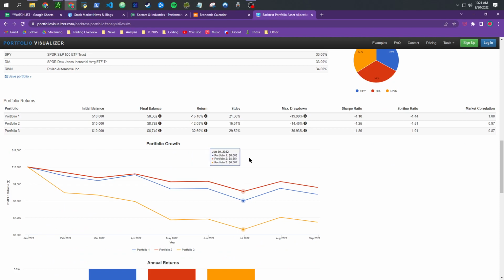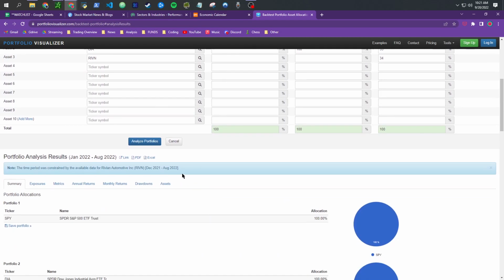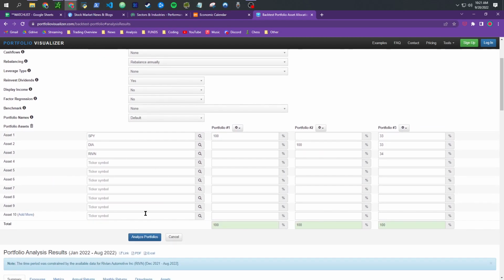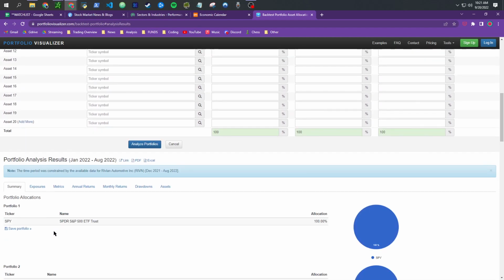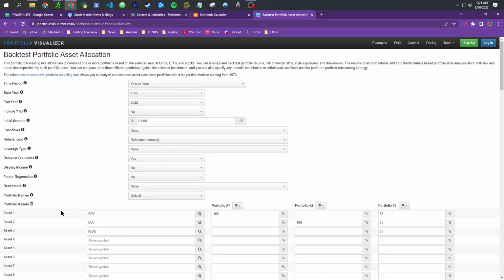So Rivian, it's going to cut the time frame to, looks like, end of December. So it'll automatically do it. It'll tell you right there. But yeah, here you could do 10 symbols. Actually, you could do more. So you don't even have to pay for that. So yeah, there's a lot of stuff you could do here.